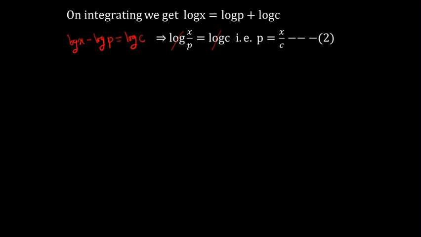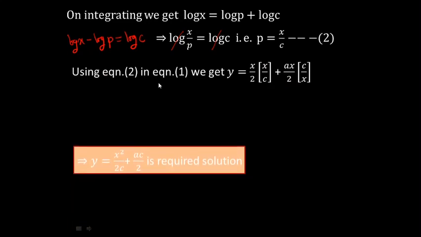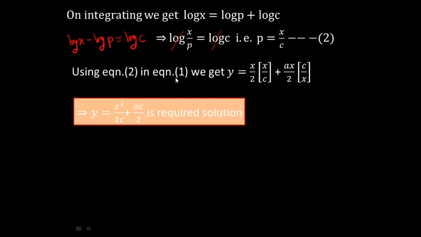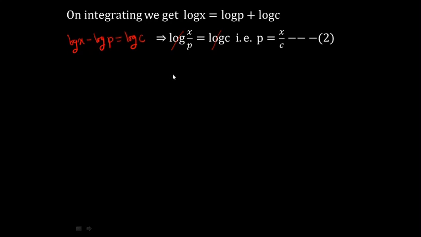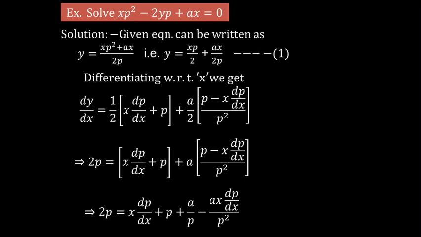Now we have obtained the value of p from equation 2, which we will put in equation number 1. See, in the equation solvable for y, what is our aim? Our aim is to eliminate p from the given equation and the equation which we obtained after the differentiation. So here I am getting the value of p. This we will put in equation number 1. Here we will put the value of p, and we get the desired solution.